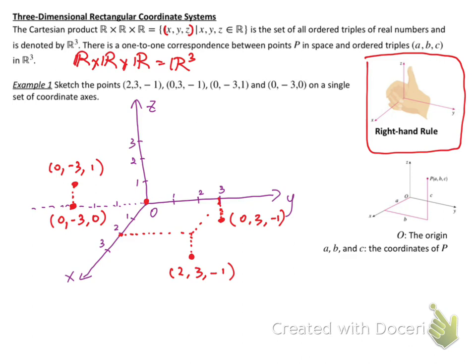Okay, anyway, that's how you plot points. You go to the x-axis, find the x-coordinate, then you move left to right depending on the y-coordinate, then you move up or down depending on the z-coordinate.